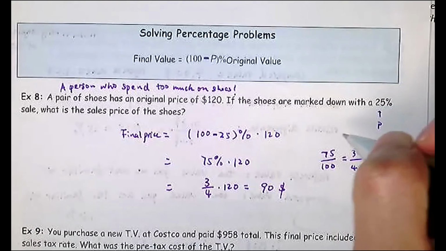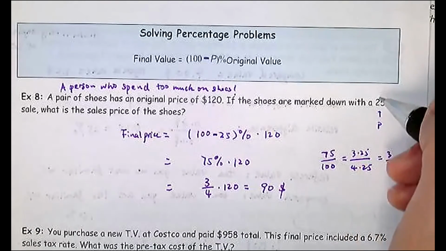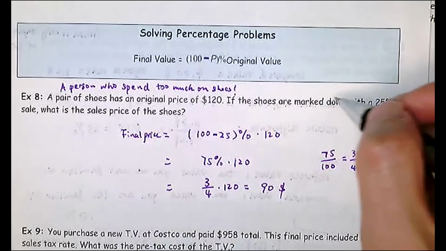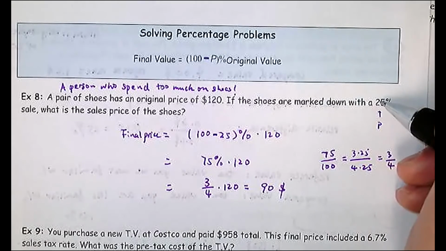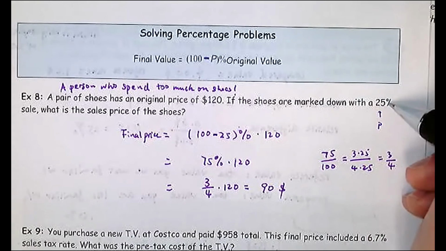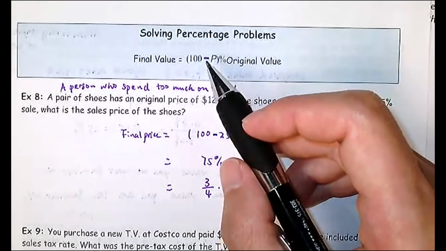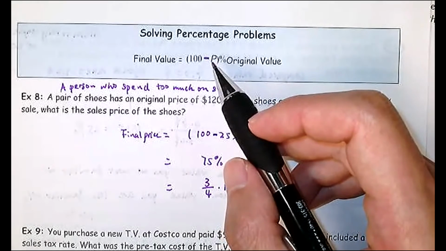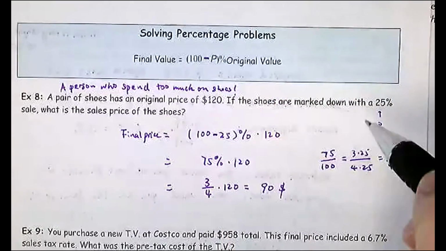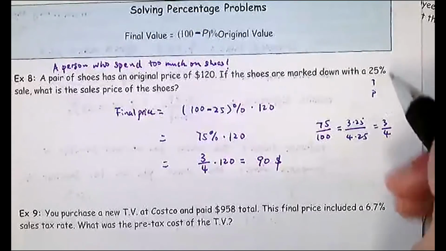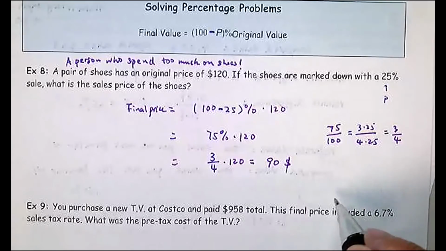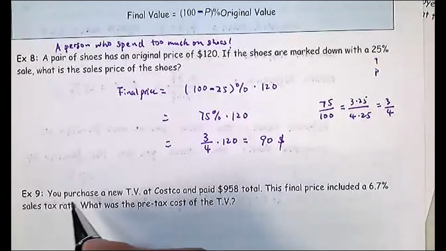Let me explain this again. In this case, we are marked down 25%. We're marked down, so we are reducing the price. That's why we subtract this percentage here. However, look at example 9.